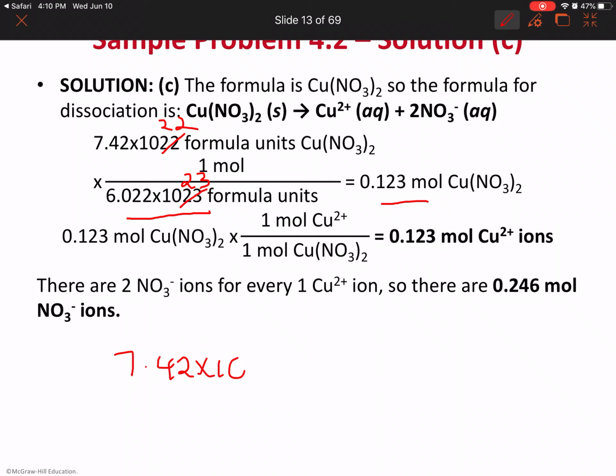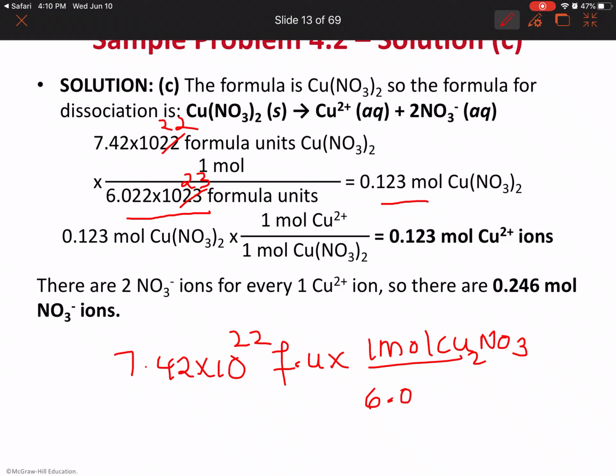7.42 times 10 to the 22 formula units of copper nitrate, and then you use 1 mole of copper nitrate has 6.022 times 10 to the 23 formula units. That will give you the number of moles of copper nitrate in 7.42 times 10 to the 22 formula units, and that is 0.123 moles.